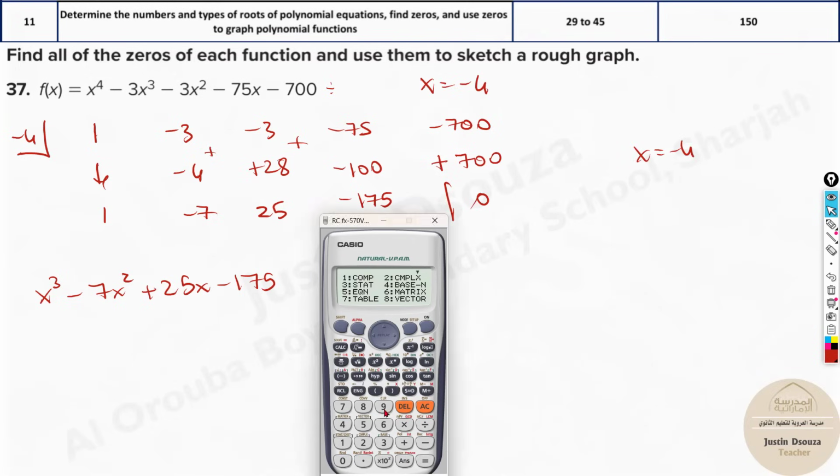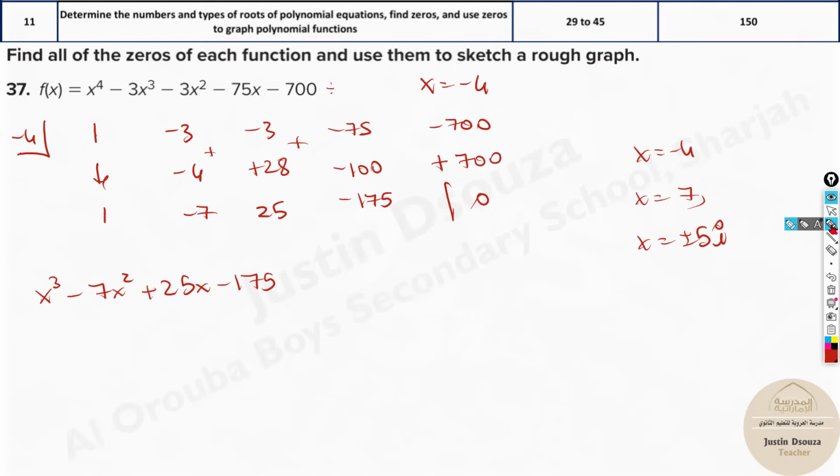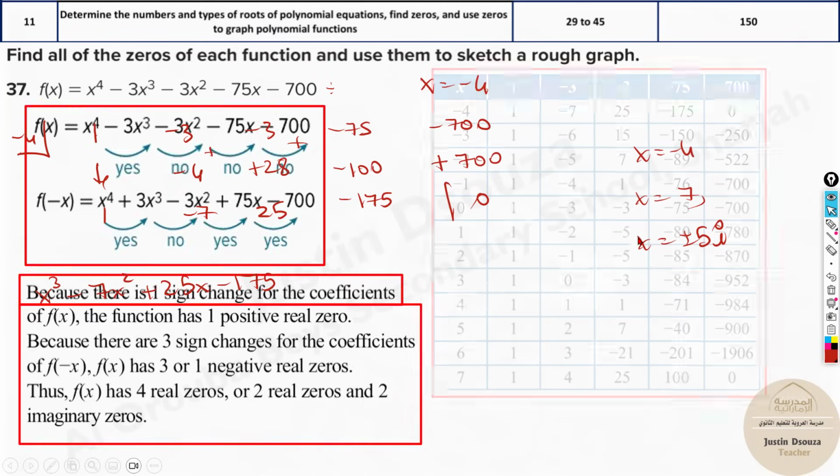Just use the calculator. Mode 5 and 4. These are the coefficients: 1, -7, 25, and -175. And the answer is 7, and plus or minus 5i. Over here we already got one root, -4. So the other one is 7, and x is equal to plus or minus 5i. So those are the solutions. Let's look into the solutions.